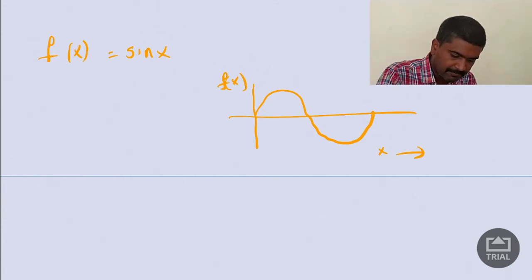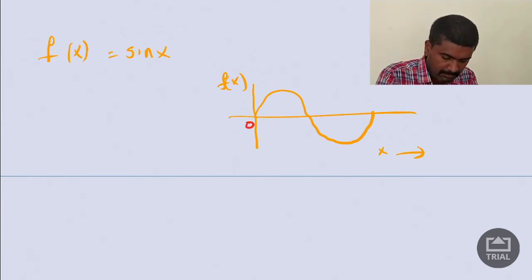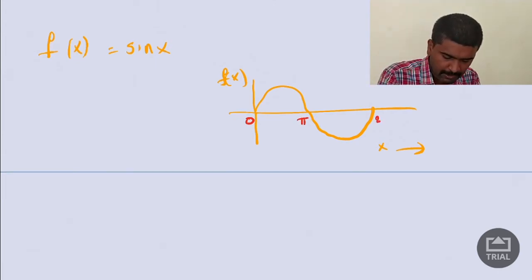When x is 0, then f of x will be 0. When x is, let's say, pi, again you get f of x is 0. When x is 2 pi, you get the same. But when x is pi by 2, you get the maximum, that is 1.